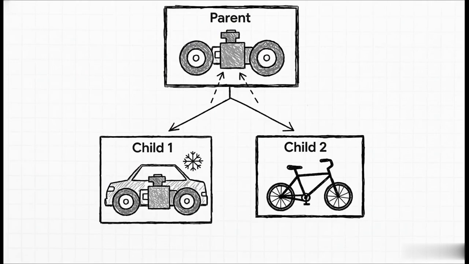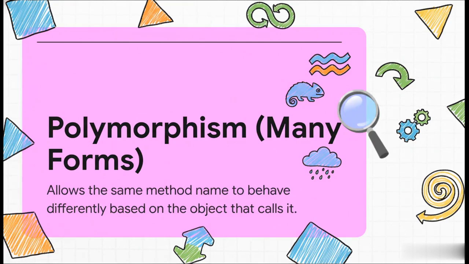Let's look at a family of vehicles. You could start with a general vehicle class that has wheels and an engine. Then a car class can inherit all of that stuff and just add its own unique feature, like air conditioning. A bike class can also inherit from vehicle but add handlebars. You see? You write the code for wheels just once, and then you reuse it everywhere. It's incredibly efficient.